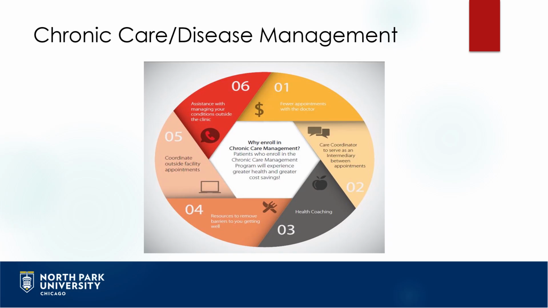And here is the circle. I say everything is in a circle, right? The nursing process, chronic disease management, everything is in a circle. But this is the chronic care disease management cycle, and how it relates to each other. Number one, fewer appointments with the doctor, care coordinator to serve, health coaching, resources to remove barriers, coordinate outside facilities, and assistance with managing your conditions.